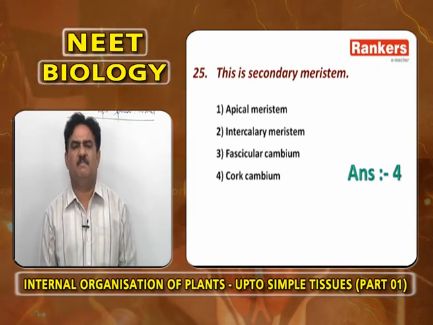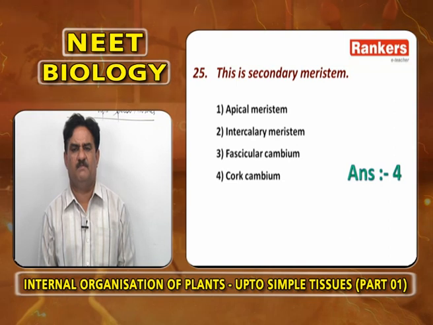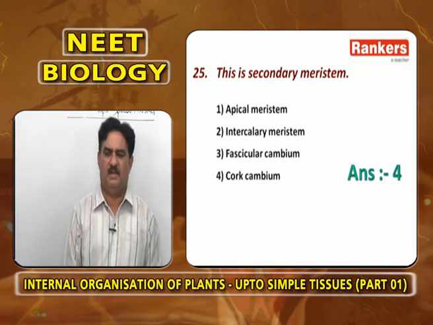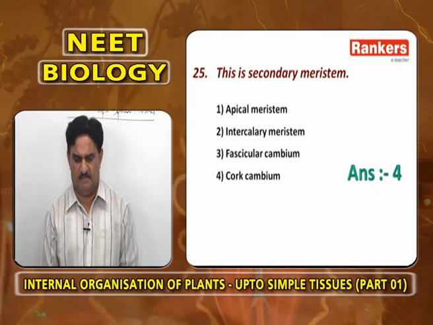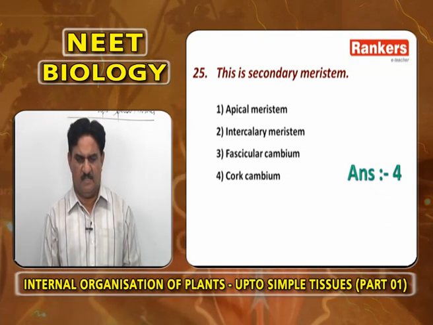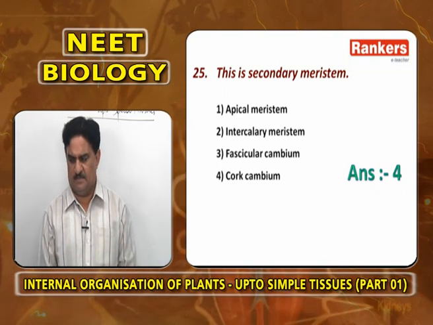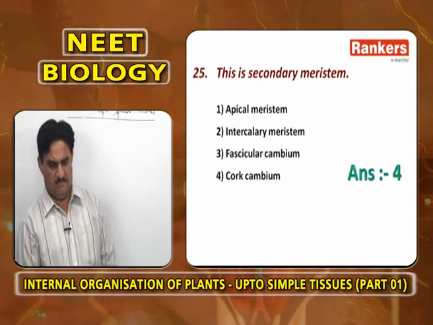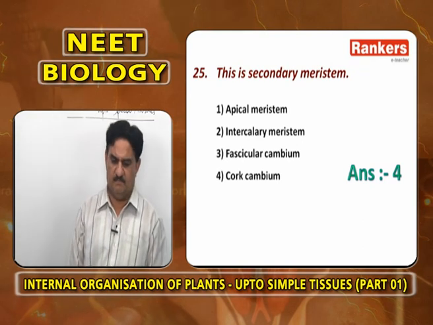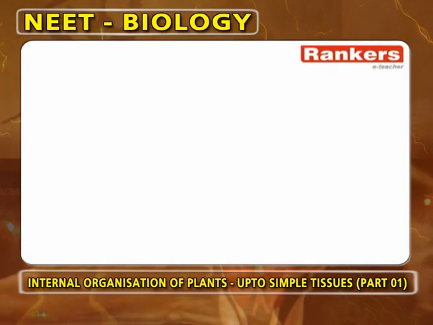Fascicular cambium, the cambium present between xylem and phloem in an open vascular bundle of a dicot stem, is a primary meristem, not a secondary meristem. So, the only secondary meristem is cork cambium, the fourth answer.